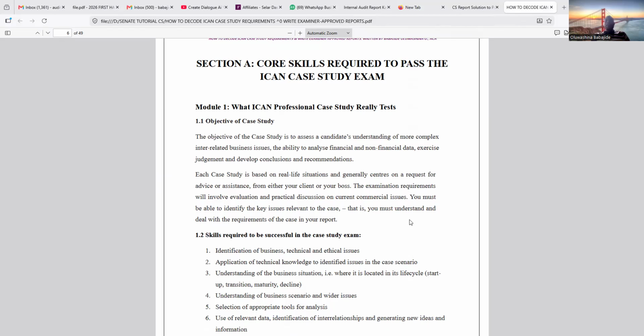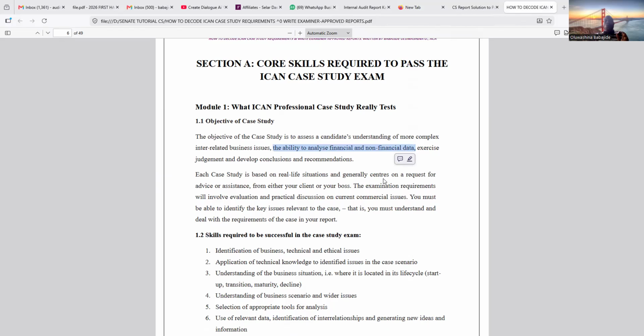Then the ability to analyze financial and non-financial data. You see now, the ability to analyze financial and non-financial data. Some students thought that, oh, because I will only be dealing with financial. No, some also thought that if you are not good in financial, you go by non-financial. So both, they are testing the two.